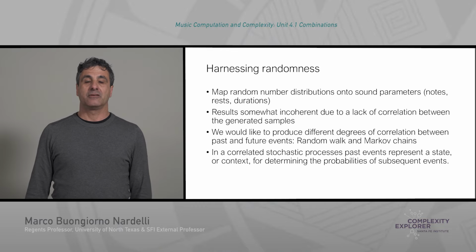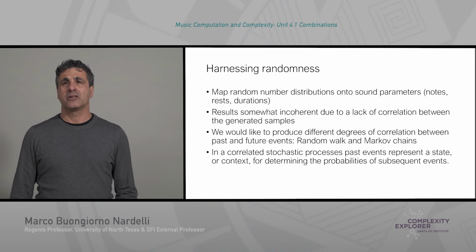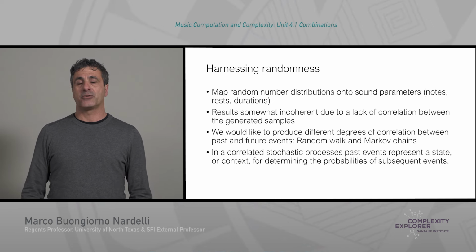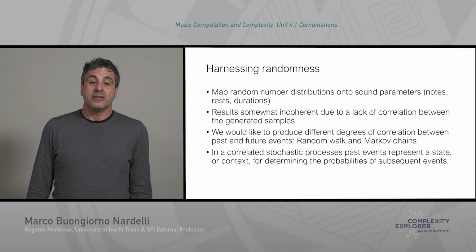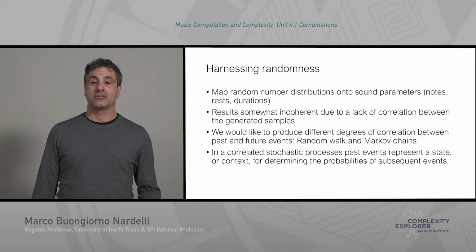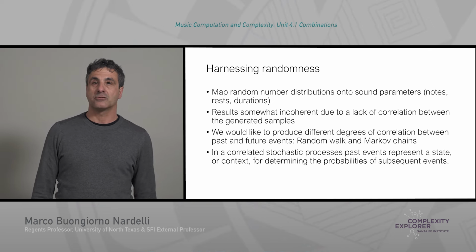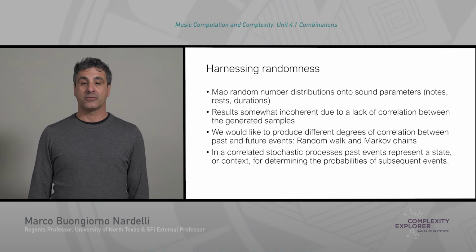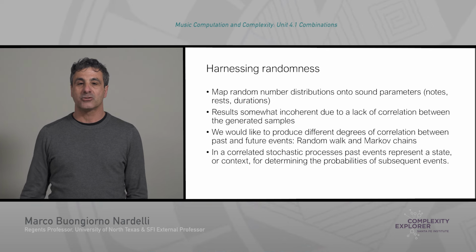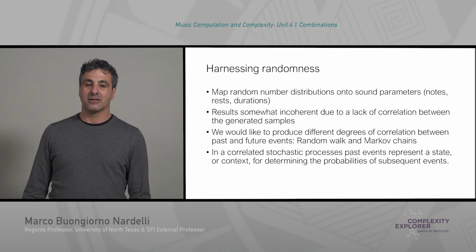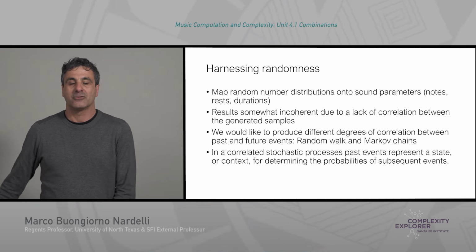In harnessing randomness, we have to solve a series of problems. There are two problems even if we are not talking about randomness, but we are trying to map a process into musical information. That is, we need to map whatever distributions of numbers we have from random generation, for instance, into sound parameters: notes, rests, durations, octaves, all the attributes that we have been talking about in the past units. Now, randomness itself, and you can try for yourself in the notebook associated with this unit, results in somewhat incoherent musical structures, because there is no correlation between what we generate and the sequence of notes and rests that come out of the process.